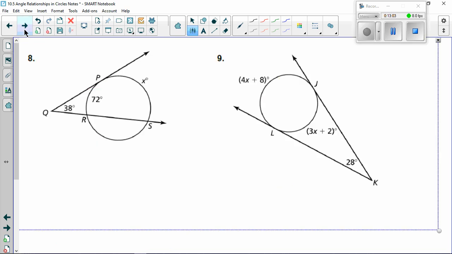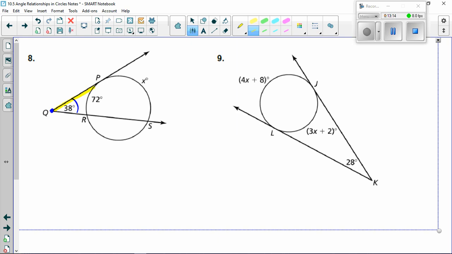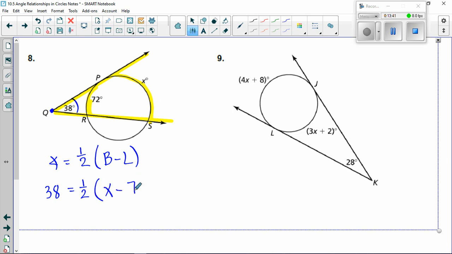Okay, our next scenario is when we intersect outside. So this is the angle. Trace out the edges of your angle so you can see what two arcs are between the sides. So we're looking at this arc and this arc. And the rule is the angle is equal to, because we're outside, half big arc minus little arc. So the angle is 38. The big arc is x, and the little arc is 72.